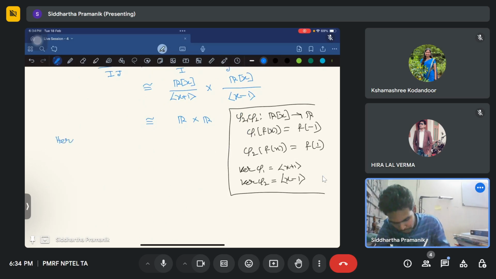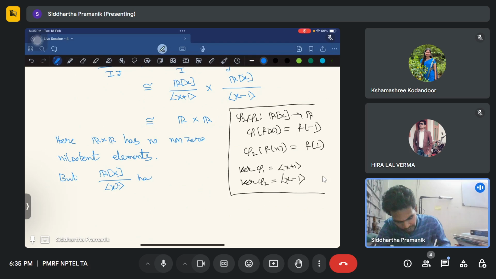Now here, R cross R has no non-zero nilpotent elements, but R[x] mod x square has non-zero nilpotent elements. So this cannot be isomorphic.